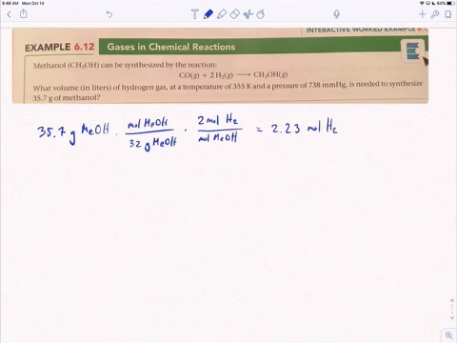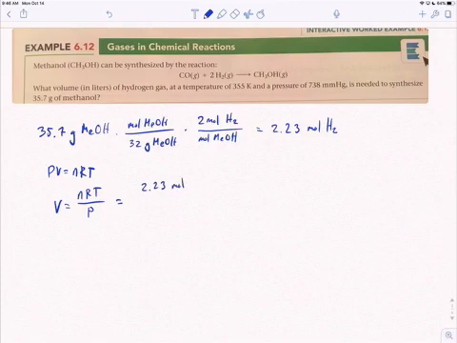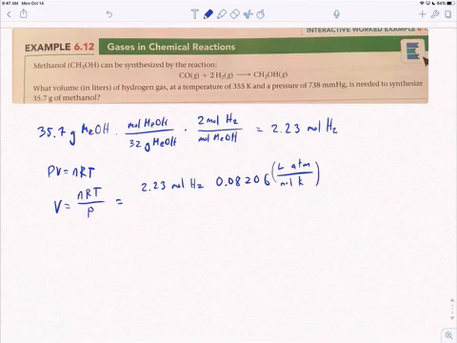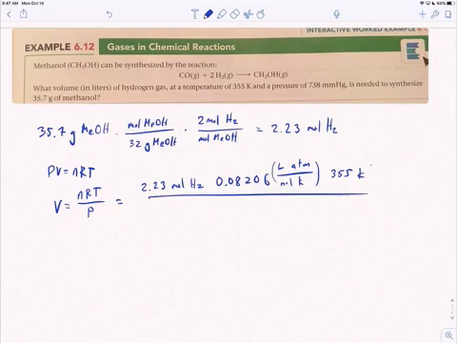And now we want to know volume. So PV equals nRT; volume is nRT over P. That's 2.23 moles hydrogen, R is 0.08206 liter atmosphere per mole Kelvin, times temperature 355 Kelvin, all over pressure, 738 millimeters of mercury times atmosphere over 760.